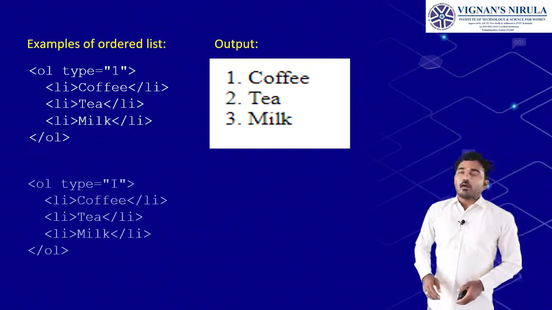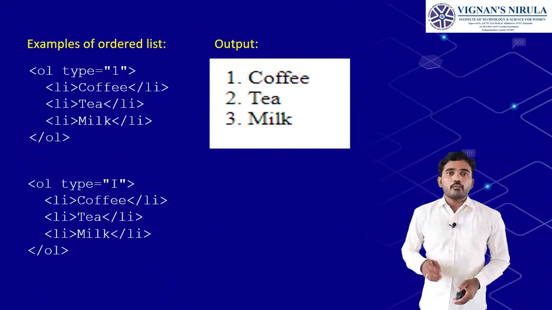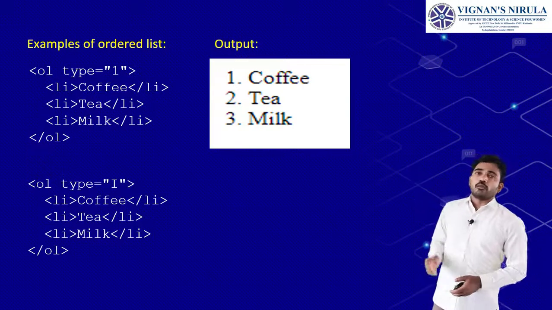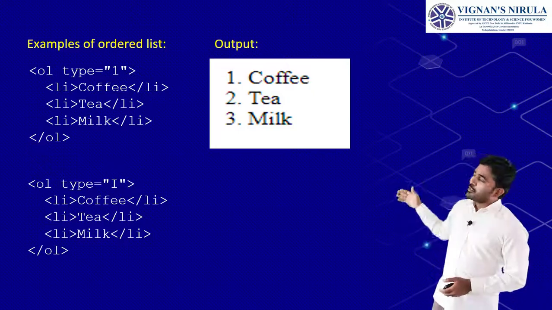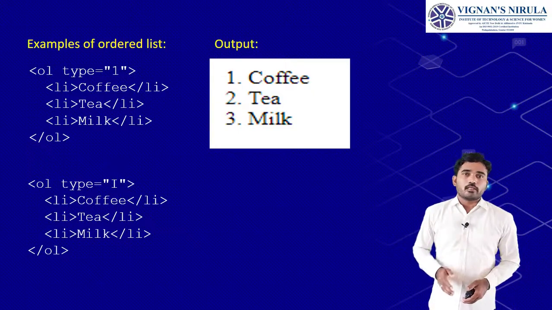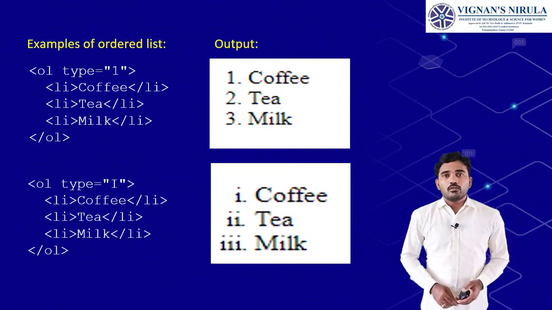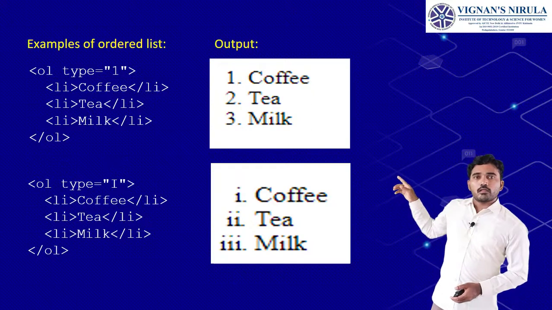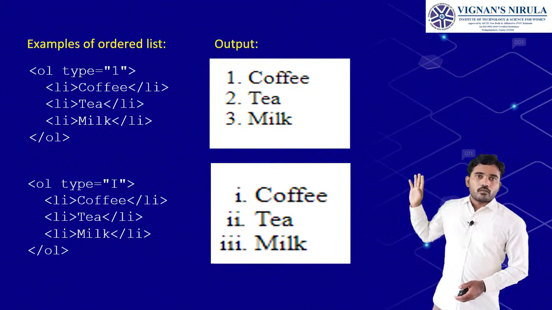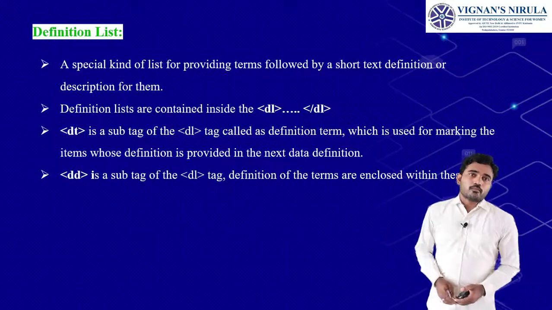And see another example. In this example, the ordered list type that I have chosen is capital Roman numbers. Capital Roman number I, and as usual the list of items are tea, coffee, milk. And how you are going to get the output means, in this way you are going to get the output. Actually here all the Roman numbers appear. Understand?